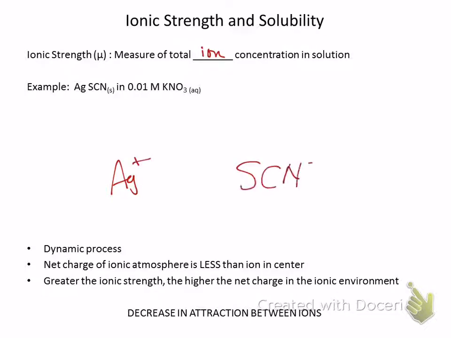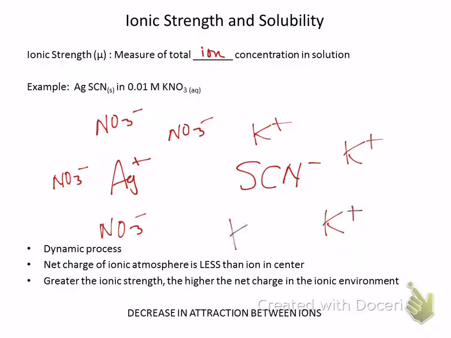So if we want to draw a graphical representation of this, we could see that we have the silver ion, we have the thiocyanate ion, and then we have associated with them a number of nitrate ions and potassium ions. We can see that the anions of the nitrate are grouped around the silver cation, and the thiocyanate anion is grouped with the potassium cations because those opposites are attracting one another.